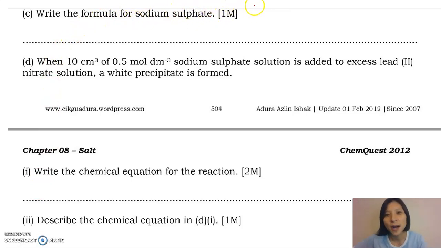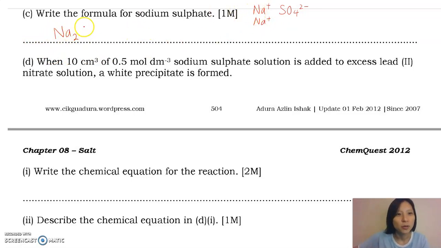Okay, next question. Write the formula for sodium sulfate. So sodium ion is Na+ and sulfate ion is SO4 2-. And because of these 2 negative, you need 2 Na+ ions, so that there are 2 positive ions to balance out the 2 negative ions. So the formula is Na2SO4, 2 Na's and just one SO4 sulfate ion.